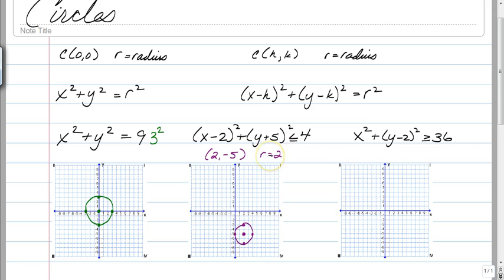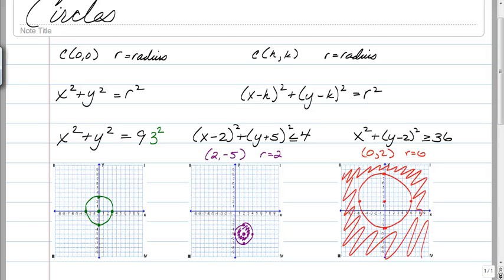Now there's one twist to this problem that you probably caught. This says less than or equal to. Now less than or equal to means less than the radius. So less than the radius means you're going to shade inside the circle. Okay? Now the last one, why don't you pause and try this one on your own.